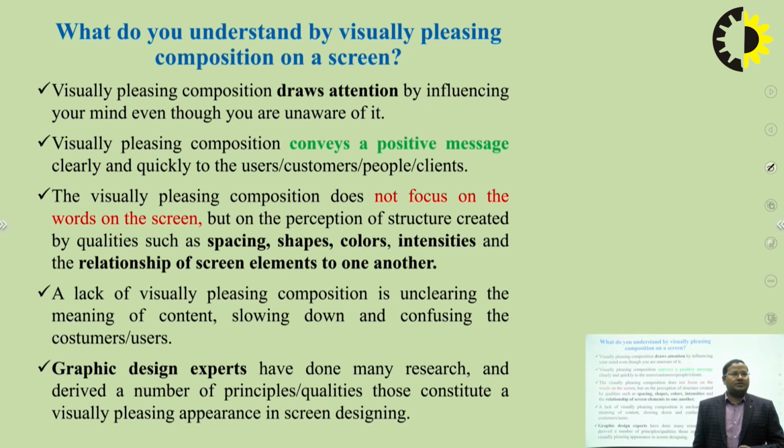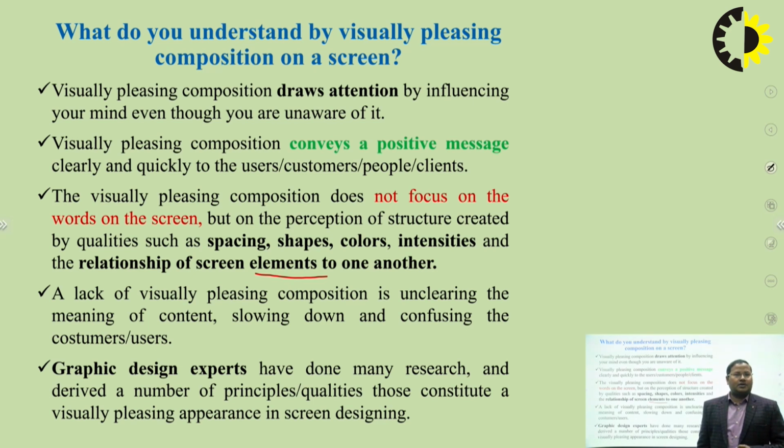The visually pleasing composition does not focus on the words on the screen, but on the perception of the structure created by qualities such as spacing, shapes, colors, intensity, and relationship of screen elements to one another. If there is a lack of visually pleasing composition, then the meaning of the content will be unclear to the customer, and the customer will be confused and slow down.